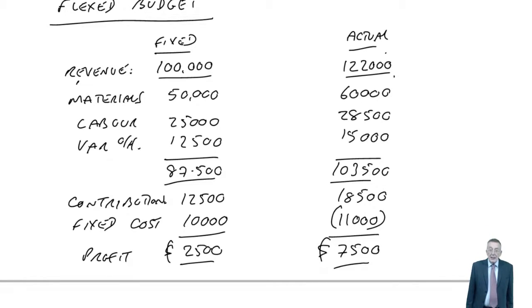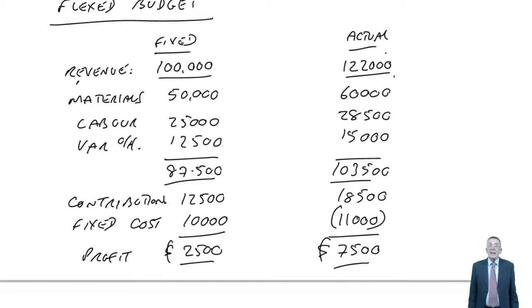Why have you overspent? Because the reason we have spent more is, have a look, we produced more. My original budget thought we'd only produce 10,000. We've actually produced 12,000. You'd expect to spend more. And it's not the production manager's fault that we've produced more.